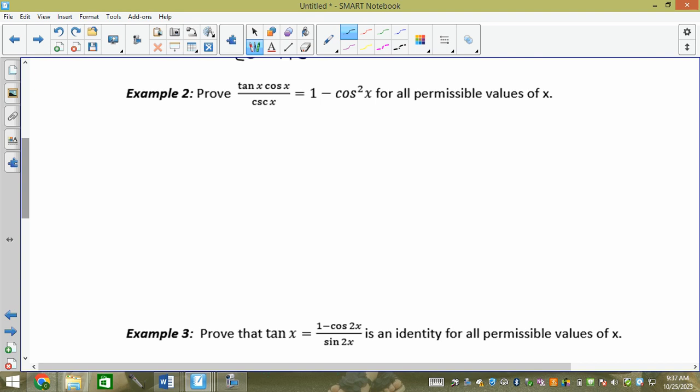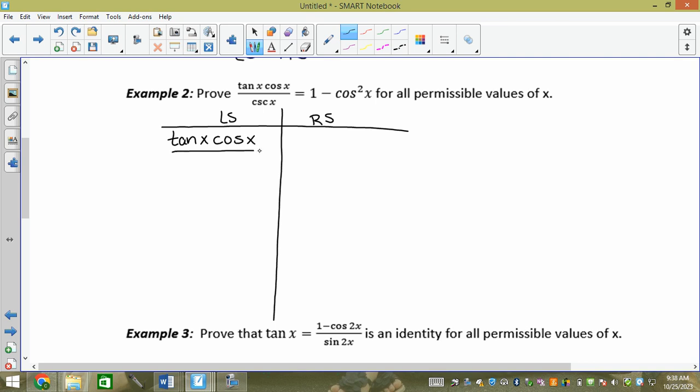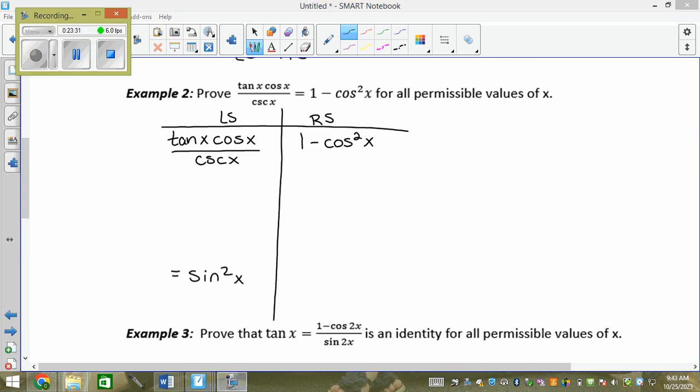Okay. So here we have tan x cos x divided by cosecant x equals 1 minus cos squared x. So our first step is a table with LS and RS, and then we write tan x cos x over cosecant x and 1 minus cos squared x. Work on it as a team. See how you do.